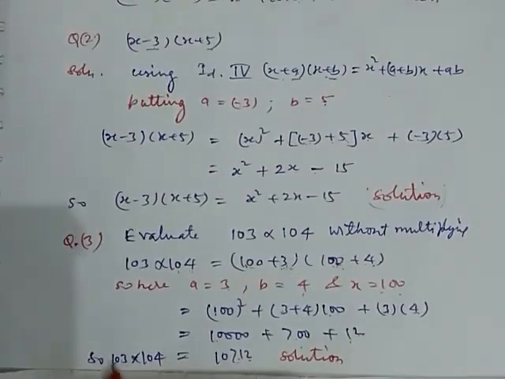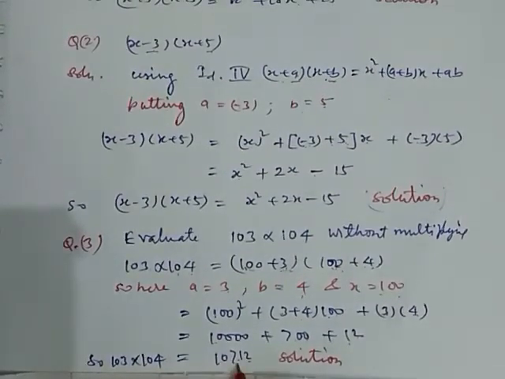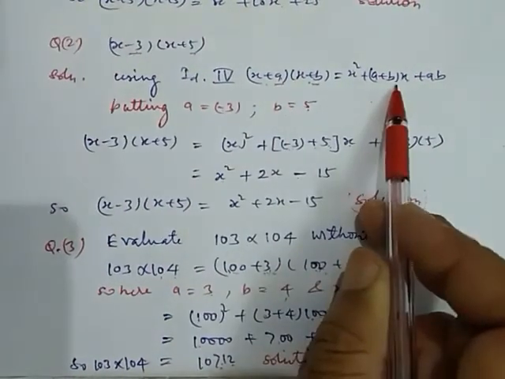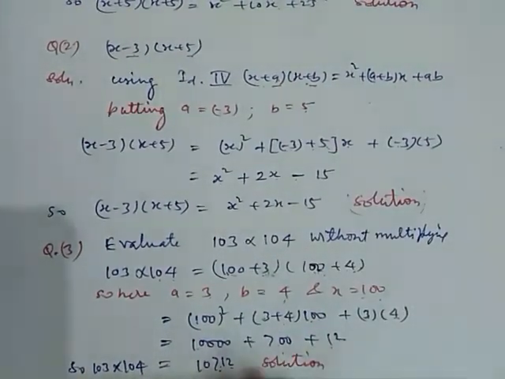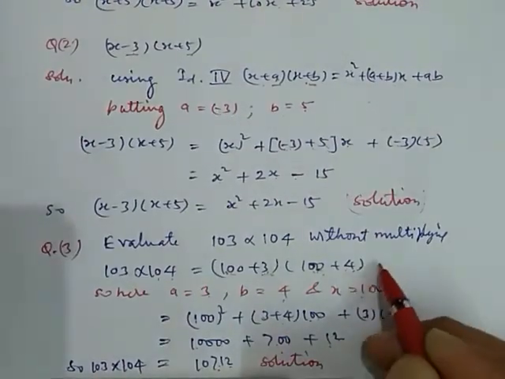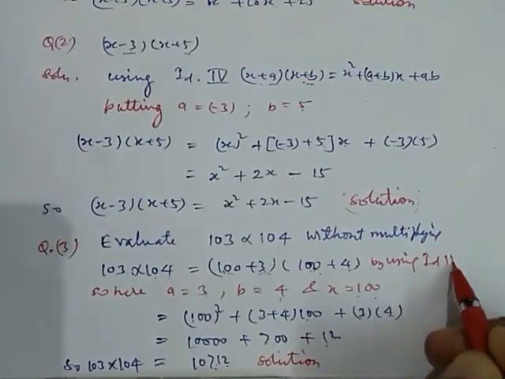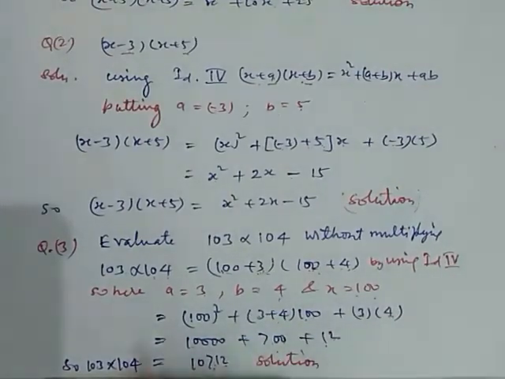By multiplying directly we can get this, but with the help of this type of identity, identity 4, we can solve this.